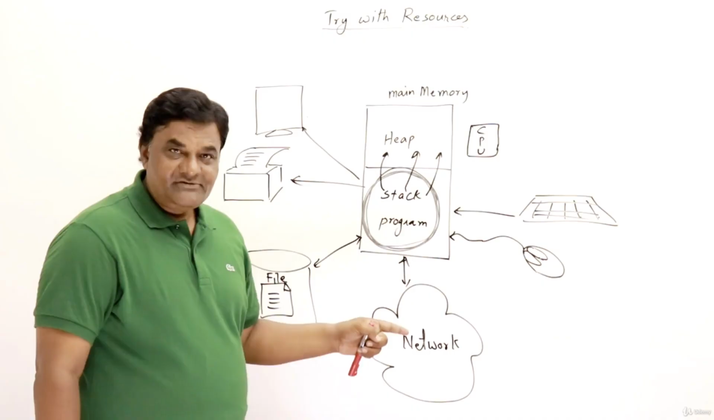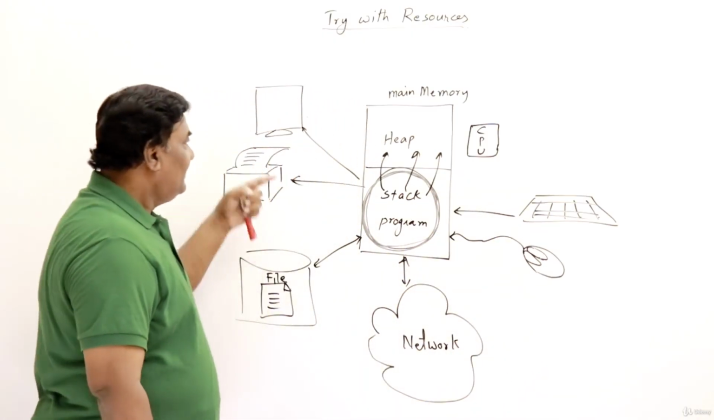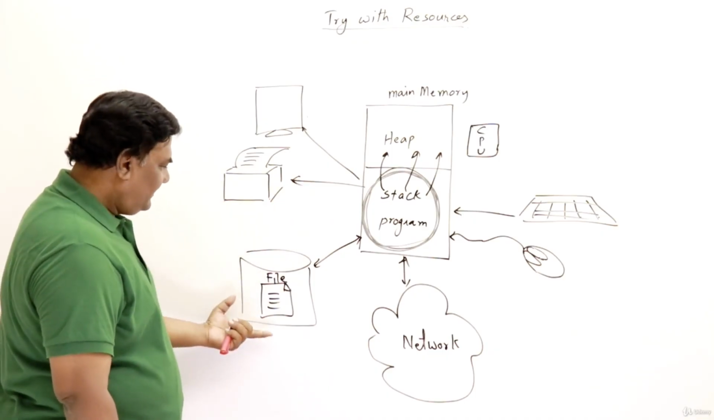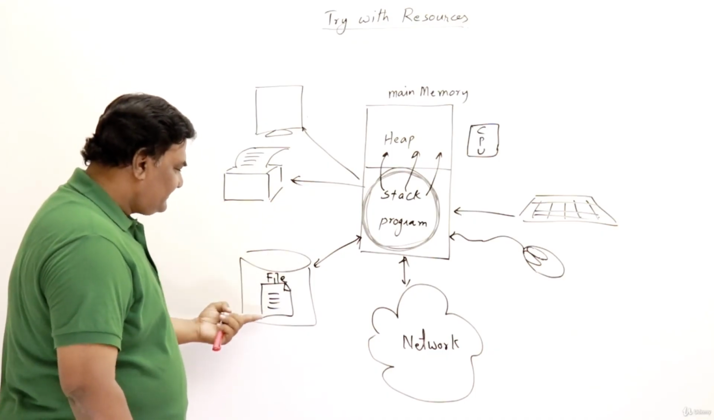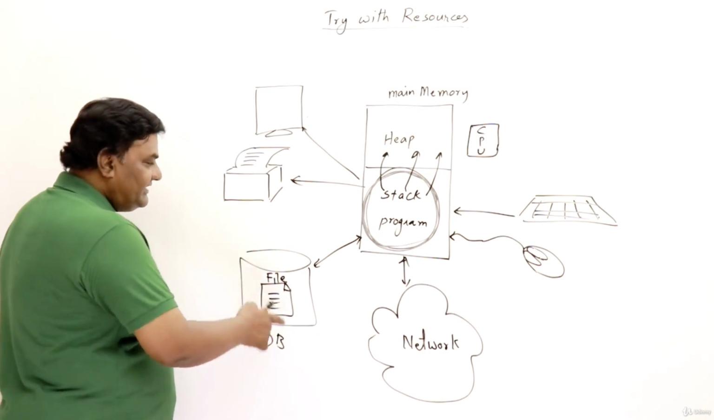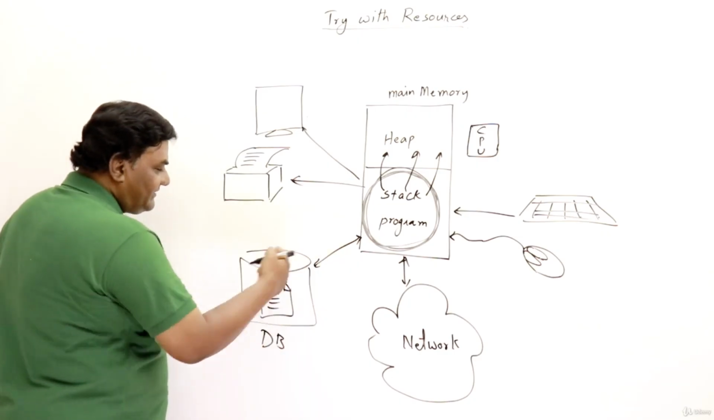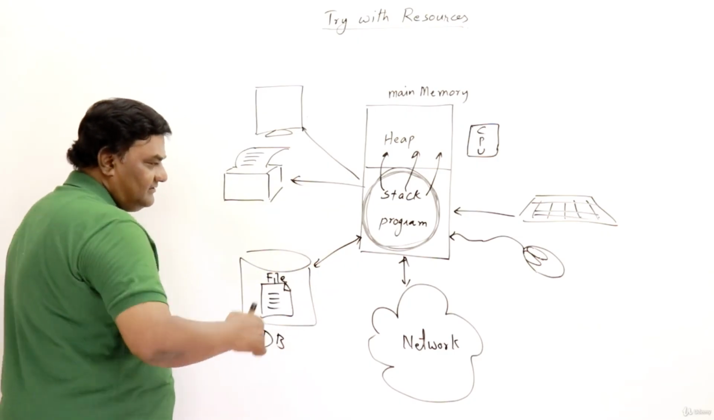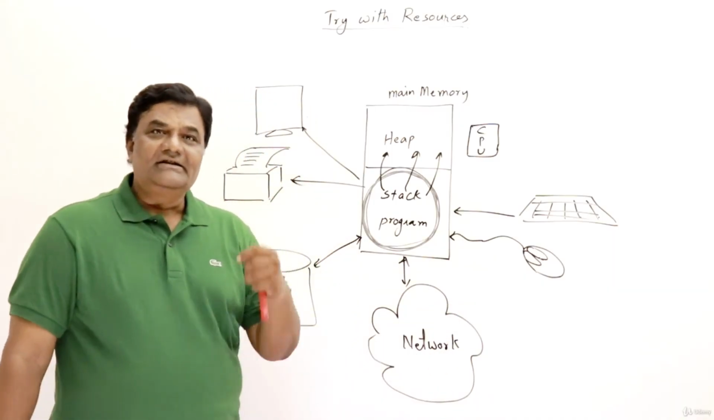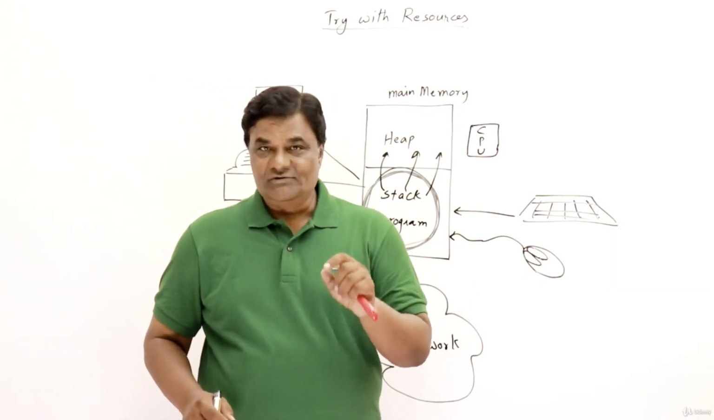Other example diagrams, let us look at. Keyboard is a resource, mouse is a resource, and this monitor is a resource, printer is a resource, hard disk, that is file is there, or there may be database also, so that is also a resource. That's not a part of a program, external, program will access it, so it can write or read from the file. Network connection, accessing anything in network, that is also a resource. So anything outside the program is a resource.